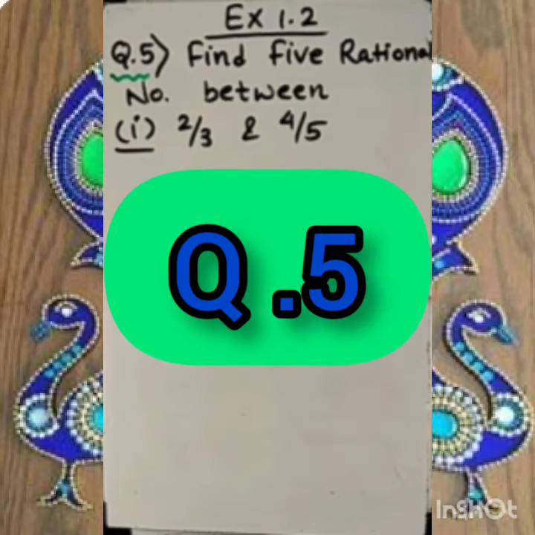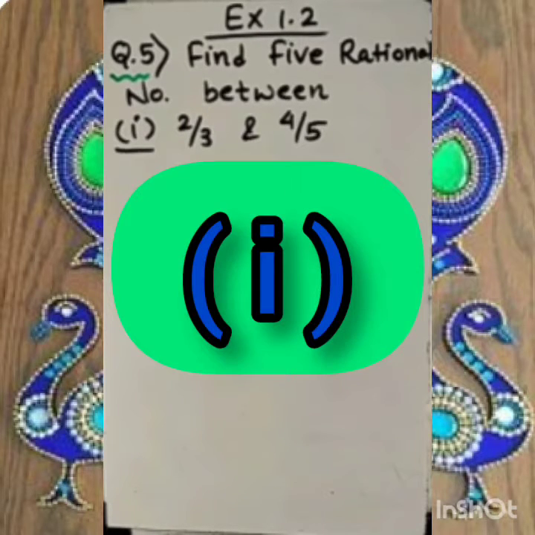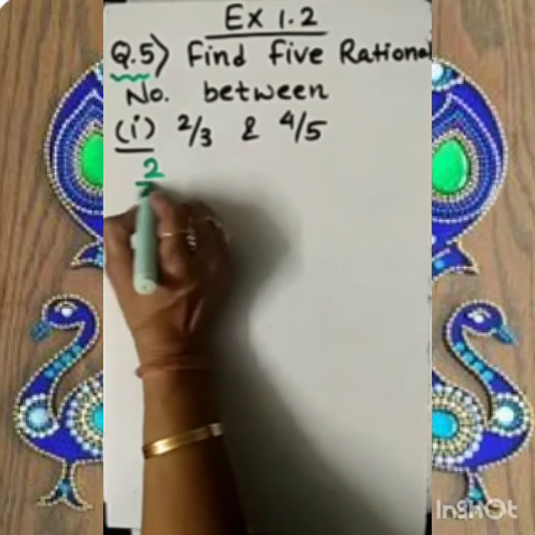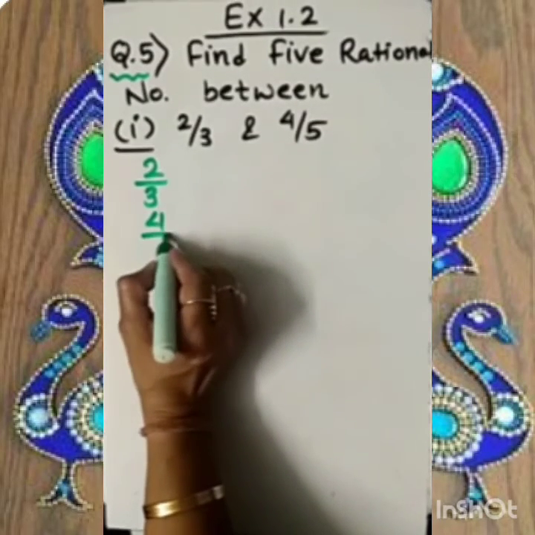Question number 5. Find the 5 rational numbers between 2 by 3 and 4 by 5. Okay. Now first of all, between these two numbers, there are infinite rational numbers. You know very well. So dear student, here you can see there is 2 by 3 as the first number. Another rational number is 4 by 5.